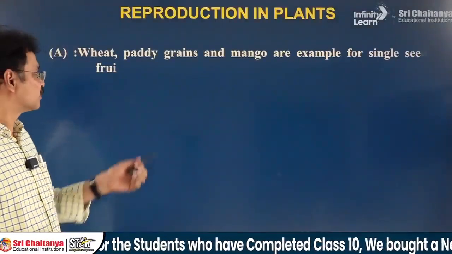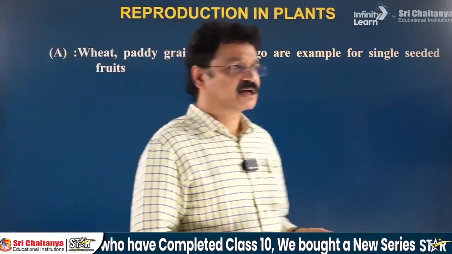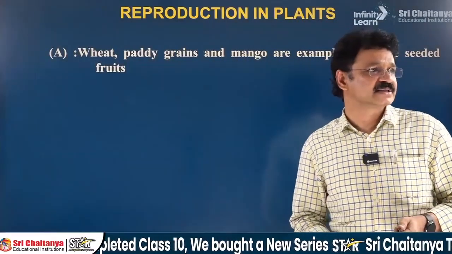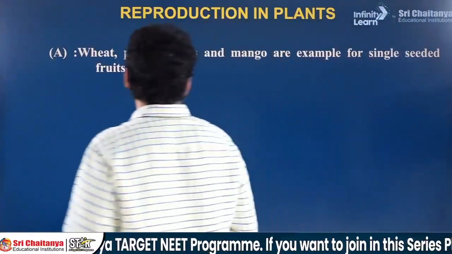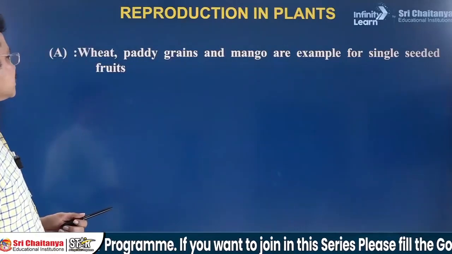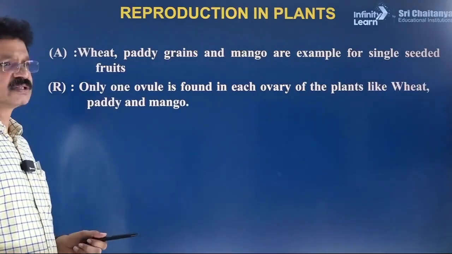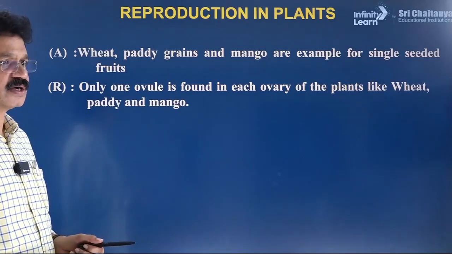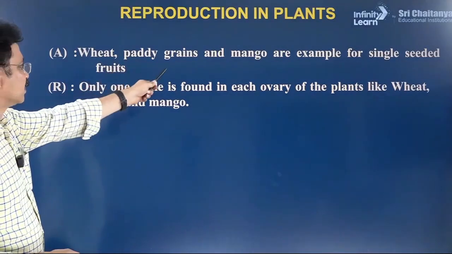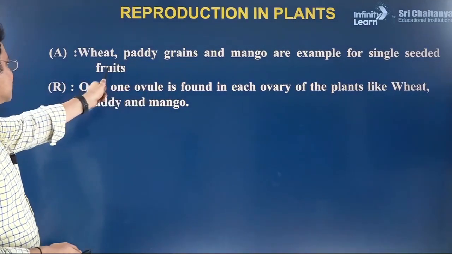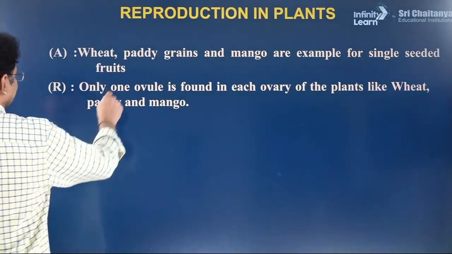First of all, give the answer for this question. Read carefully. Assertion and reason type question. Wheat, paddy, grains and mango are examples of single seeded fruits. Is the assertion statement true or false? Wheat, paddy and mango are examples of single seeded fruits. This statement is true.